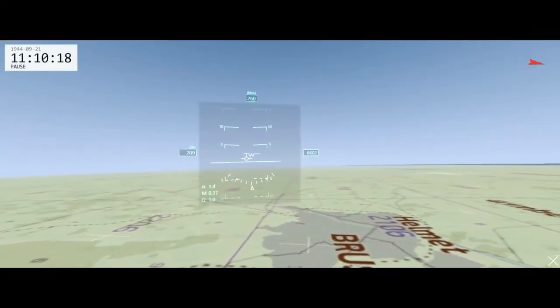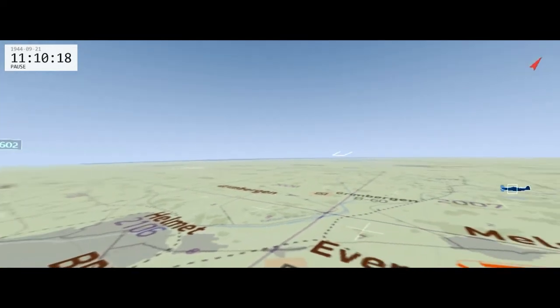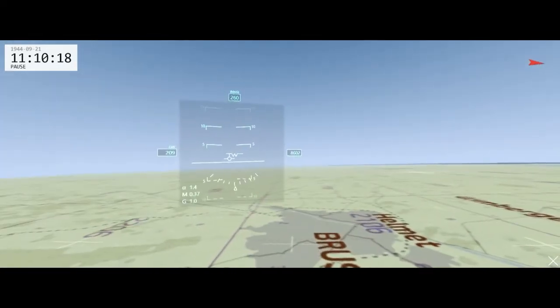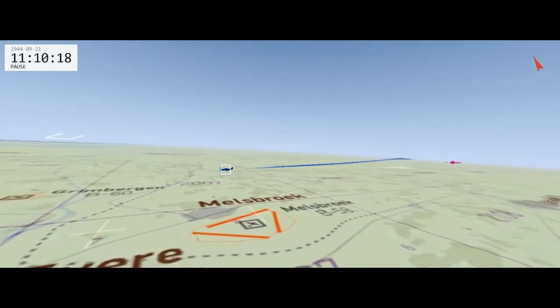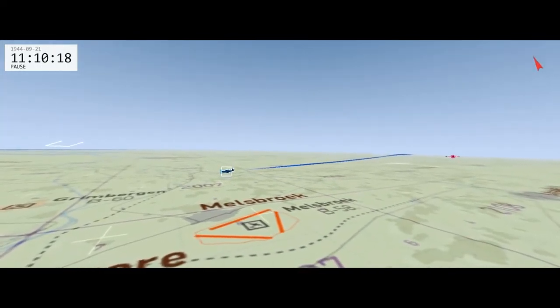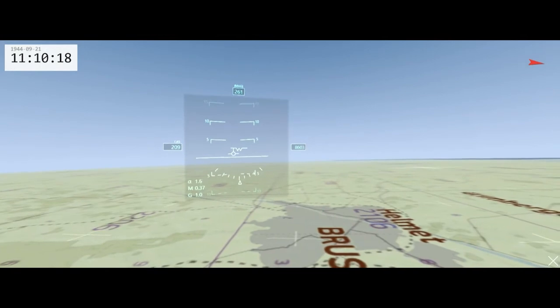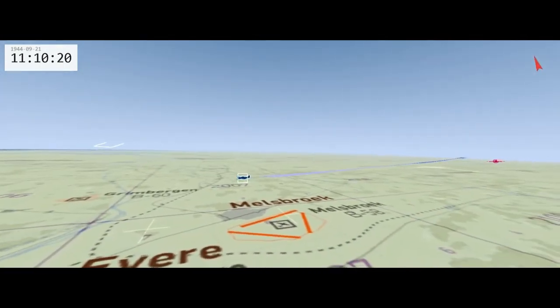Here's a view of the flight leader in this setup. Flight leader looking at his 5 o'clock, he has his wingman. To the 6 o'clock of both is the bandit. As they're extending, they're preparing for the setup.